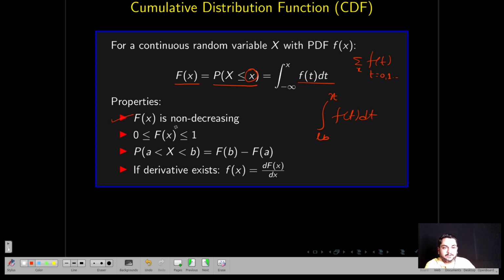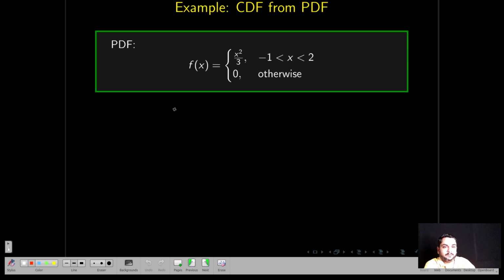The properties remain the same. F of x is non-decreasing and it lies between 0 and 1. One more thing here is, if the derivative exists, then if you differentiate this CDF, F of x, we will get back our PDF function. You will see in examples, and you'll understand. Let us see how to form the CDF. So this PDF is given. Let us find the cumulative distribution function.